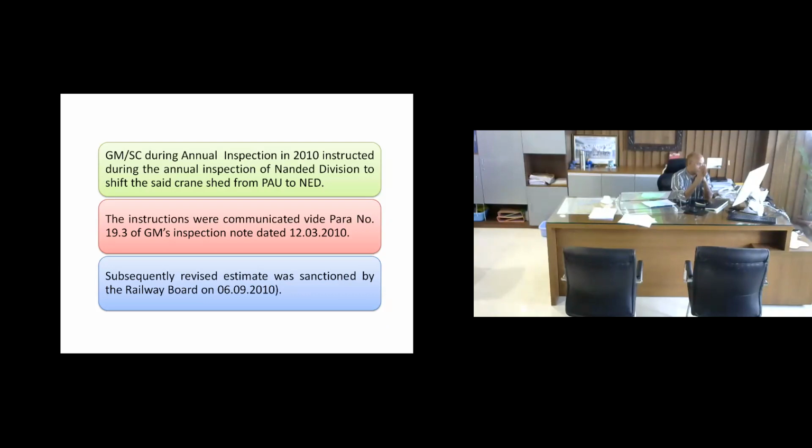But as it happens, it's a change of guard, and once you understand the reality of that system, Nanded division wanted a crane set at Nanded. And they wanted this work to be stopped at Purna and to take up the same work at Nanded. So when the general manager went for annual inspection in 2010, it was included in his inspection note that instead of Purna, this should be considered at Nanded now.